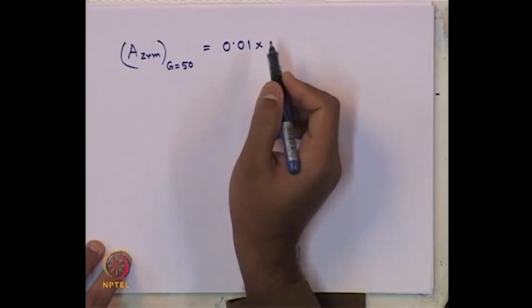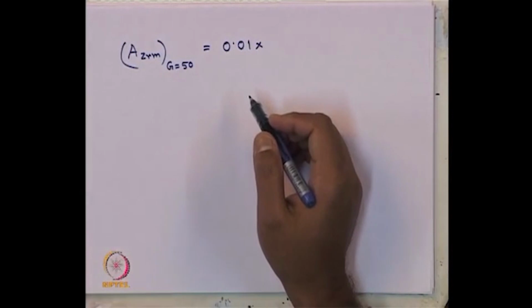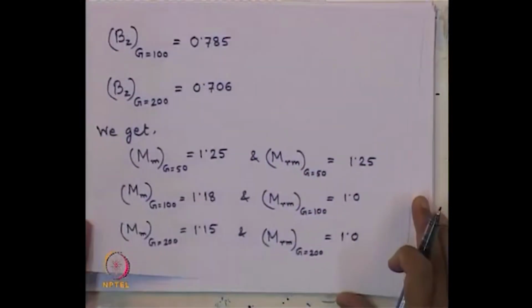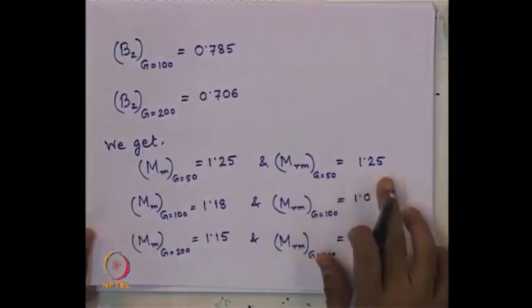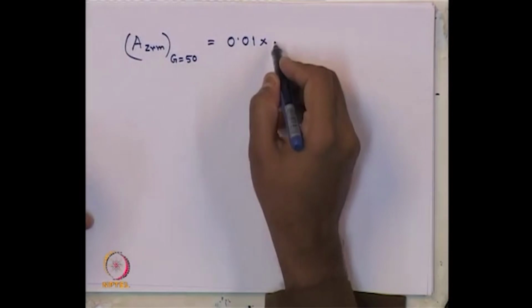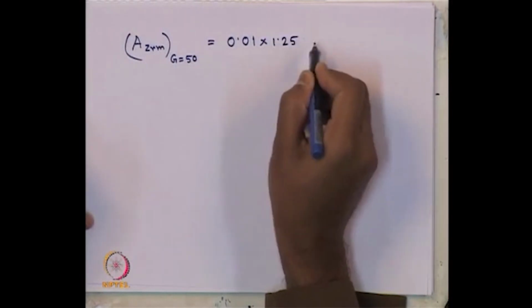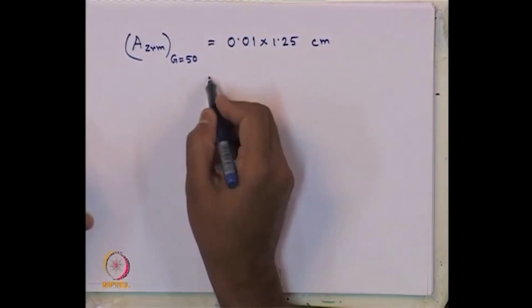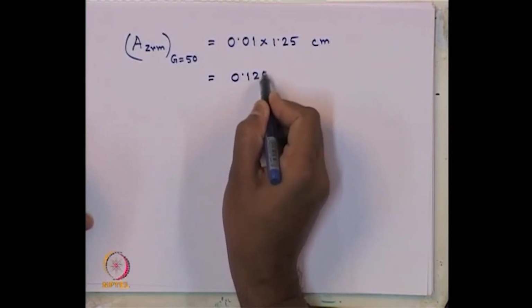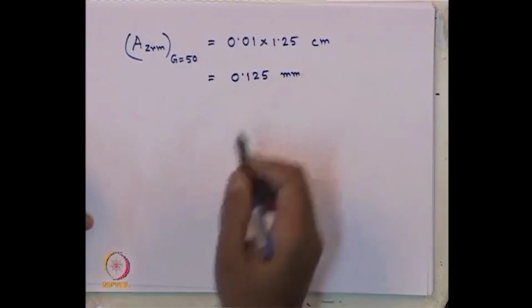0.01 times MRM. MRM, how much we read from the design chart for G equals 50? 1.25. So, let us multiply this with 1.25 centimeter, which will give us 0.125 millimeter.